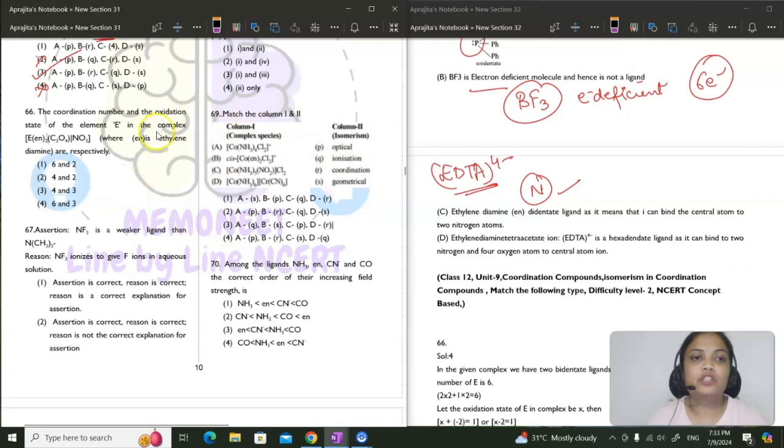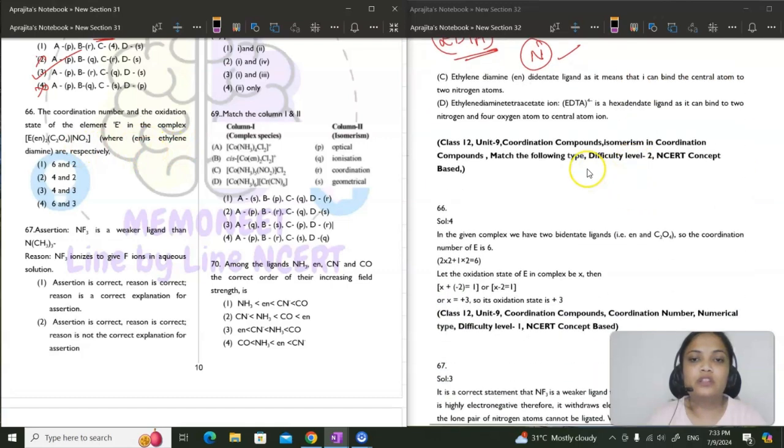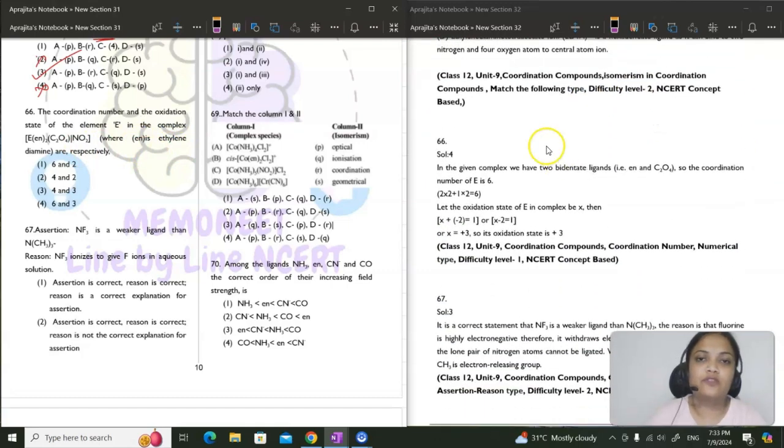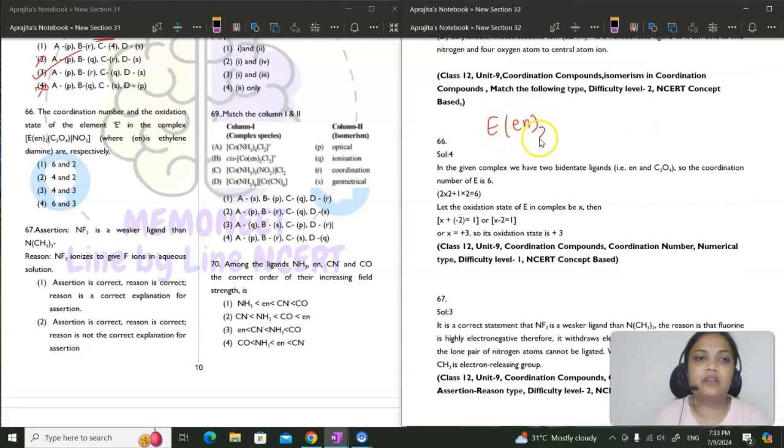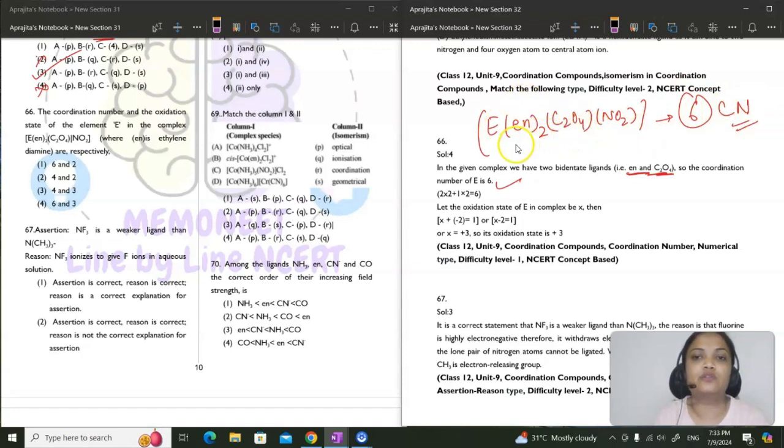Coordination number and the oxidation state of element E in the complex, where en is ethylene diamine. So you have to find out the coordination number and oxidation state of E. So the compound is like this. Ethylene diamine is given, C2O4, okay, and NO2 is there. All right. So we have two bidentate ligands in this case, ethylene diamine and C2O4. So the coordination number will be 6. Okay, 6 is the coordination number because we have two bidentate ligands. So 2 into 2, 4, and plus 2, 6.